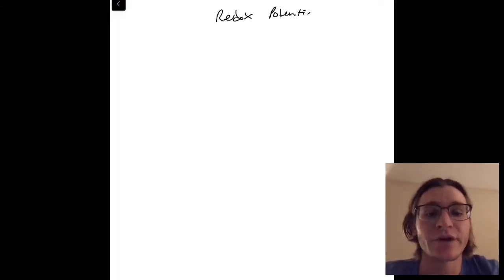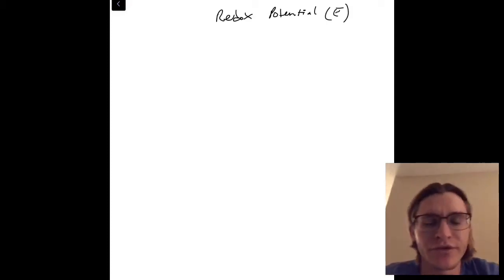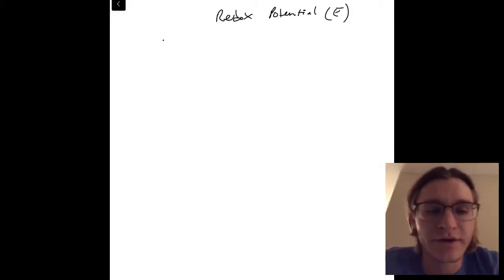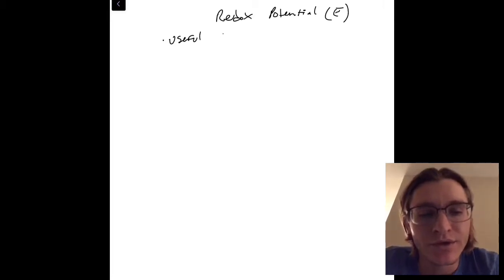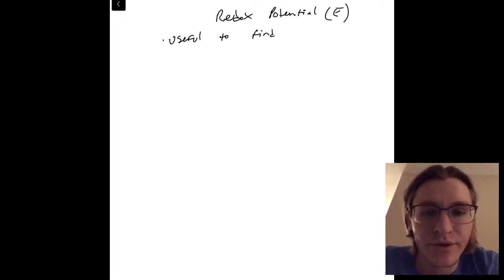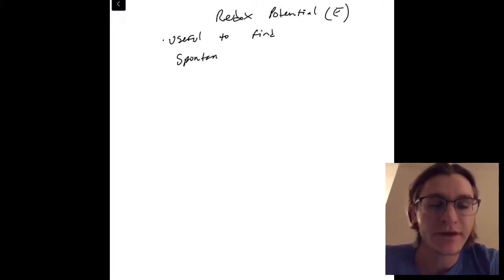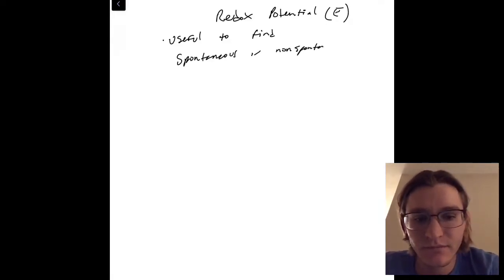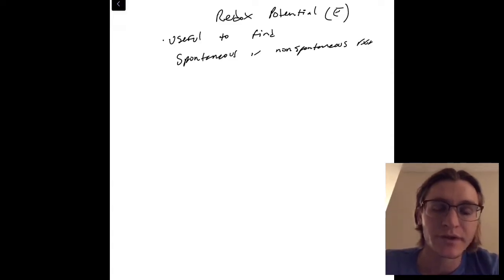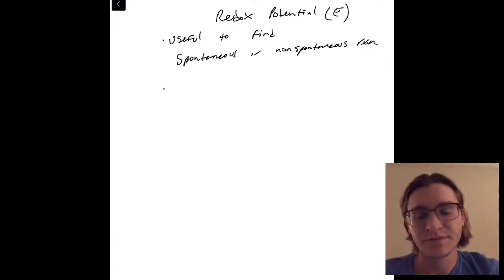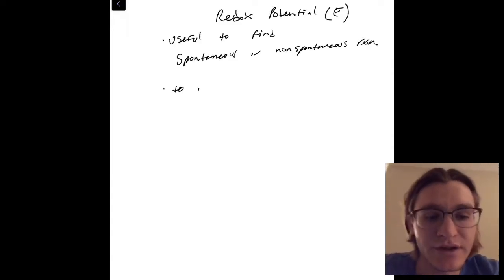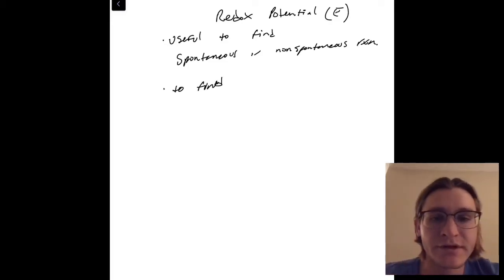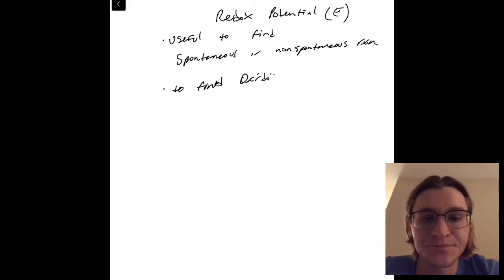Today we're going to be talking about redox potential. It's abbreviated by E, and we can usually find this in a table as E0, the theoretical value. It's useful for finding spontaneous or non-spontaneous reactions. It's similar to finding spontaneity with a negative delta G. That's usually the more common form, but redox potential helps us as well.